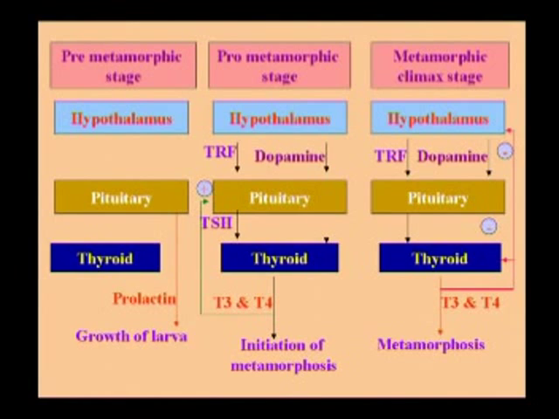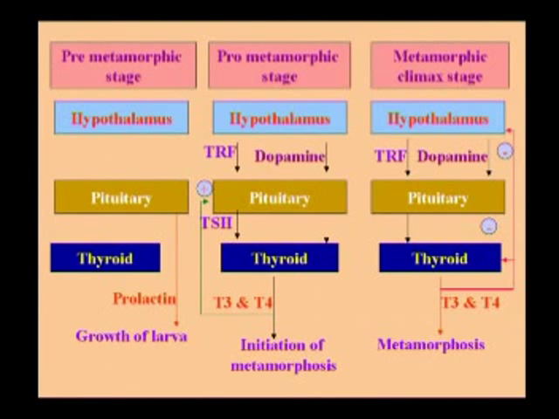In the hormonal control of amphibian metamorphosis, for our convenience of study, we divide it into three subheadings. One is the pre-metamorphic stage, then the pro-metamorphic stage, and the third one, the metamorphic climax stage. What is meant by the pre-metamorphic stage? A common word: just before metamorphosis. The events which occur just before metamorphosis are called the pre-metamorphic stage.